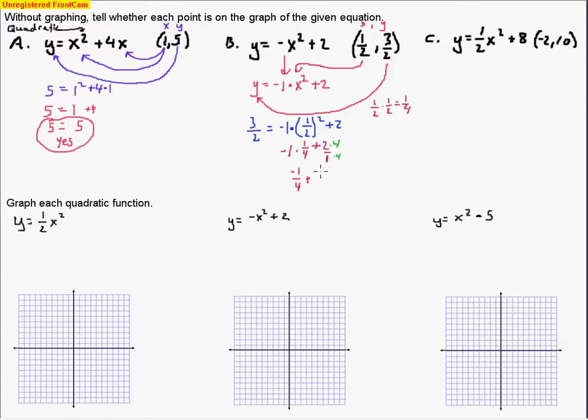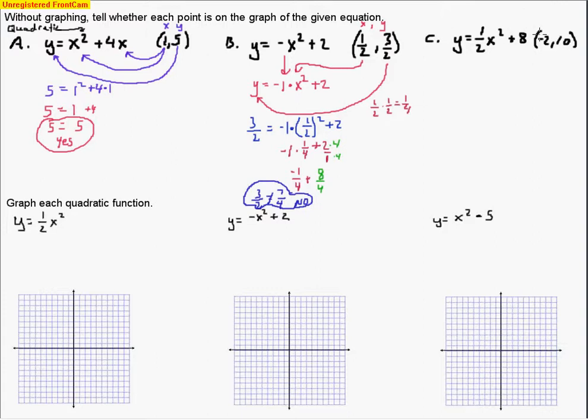So that makes an 8/4. Notice how I modified that fraction. And when I do that addition, I do not get 3/2. I get 7/4, which is different than 3/2. Those two numbers do not equal, so that would end up being a no. So when the numbers don't equal, it's no. If they do equal, then it's yes.